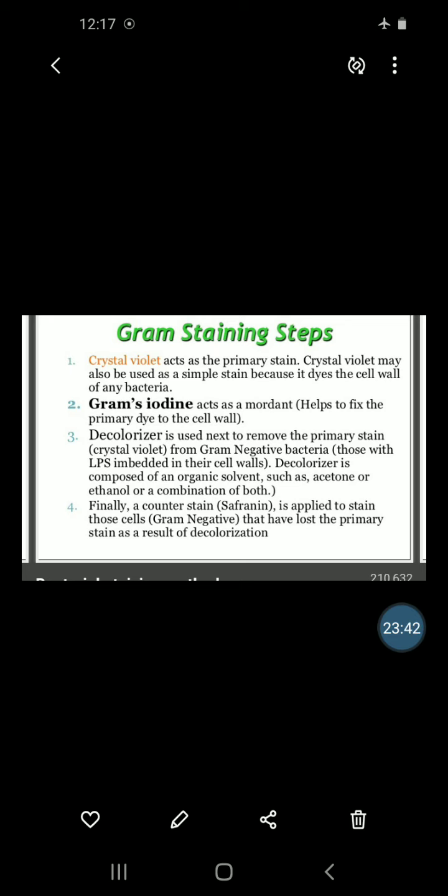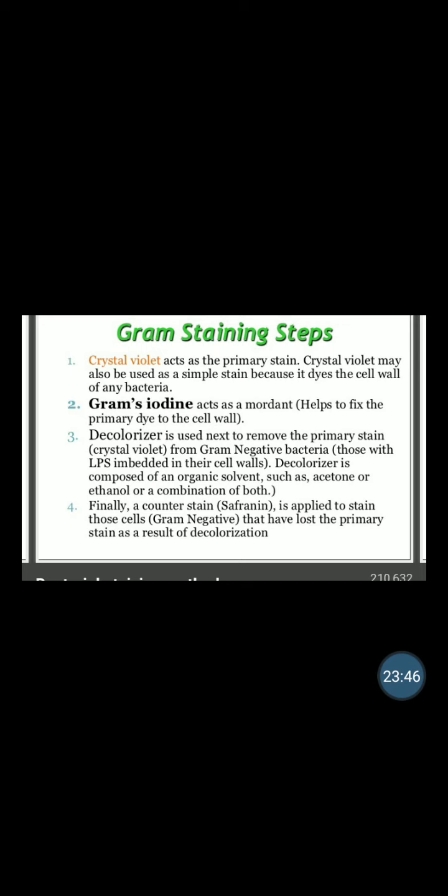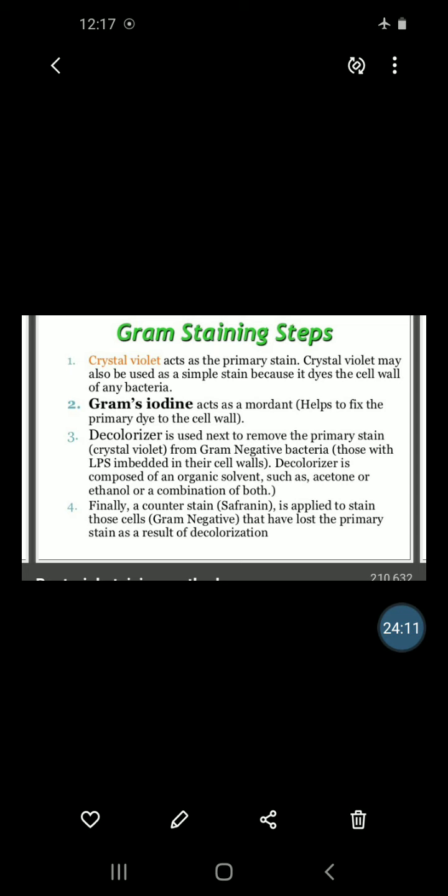And the decolorizer is composed of what? It is composed of organic solvents, for example acetone or ethanol, or sometimes it is a combination of both, that is the combination of acetone and ethanol.